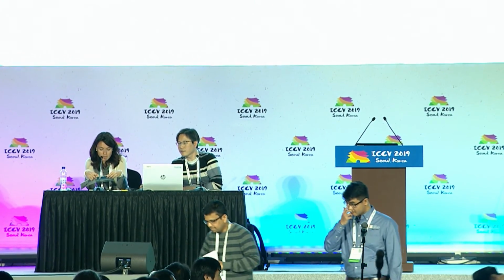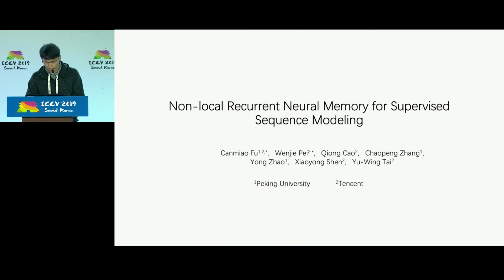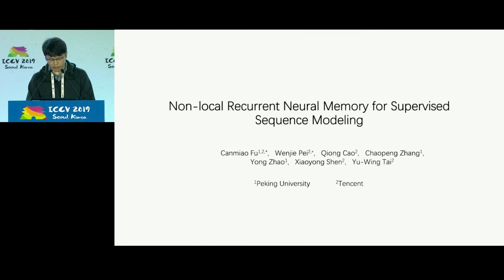The next paper is Non-local Recurrent Neural Memory for Supervised Sequence Modeling. Hello everyone, I'm very delighted to present our work on non-local recurrent neural memory for supervised sequence modeling, which is joint work with Wenjie and other colleagues from Peking University and Tencent.